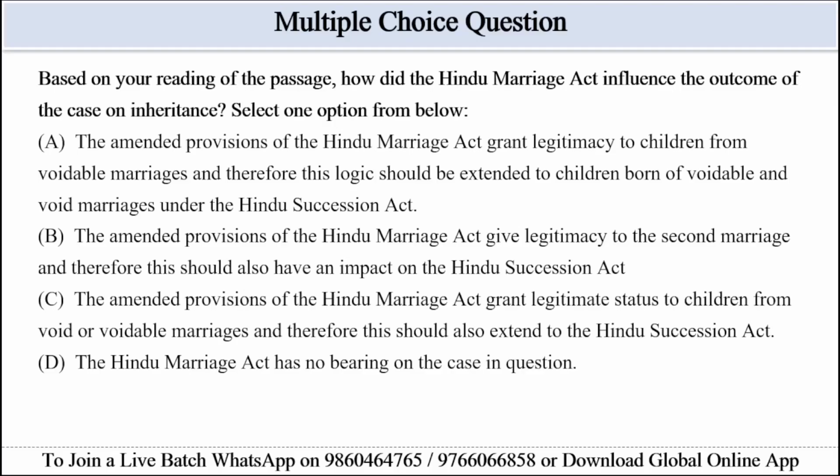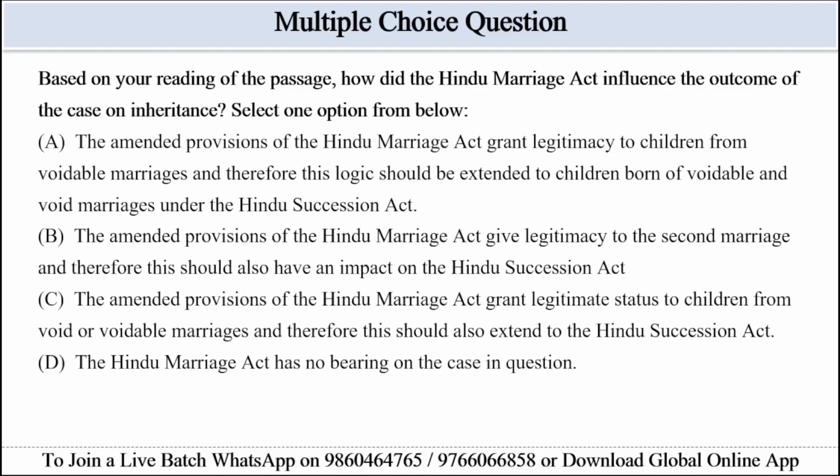the Hindu Succession Act. So the option A, the amended provisions of Hindu Marriage Act grant legitimacy to children from the voidable marriages, and therefore, this logic should be extended to children born of voidable and void marriages under the Hindu Succession Act. This one is incorrect as it includes void marriages as well. In case of option B, the amended provision of Hindu Marriage Act gives legitimacy to the second marriage, and therefore this should also have an impact on a Hindu Succession Act. So marriage itself is not legitimized, but children are given legitimacy for inheritance.